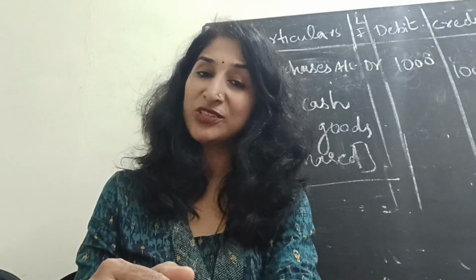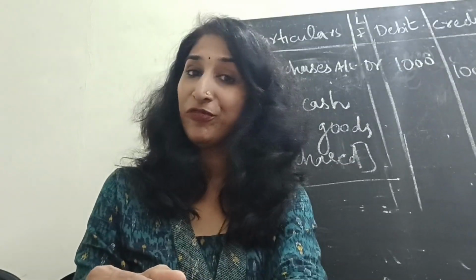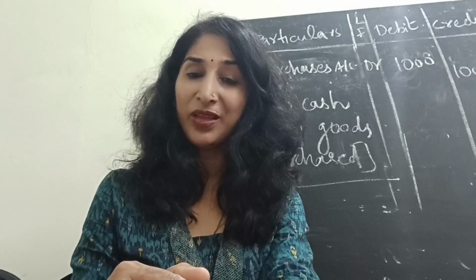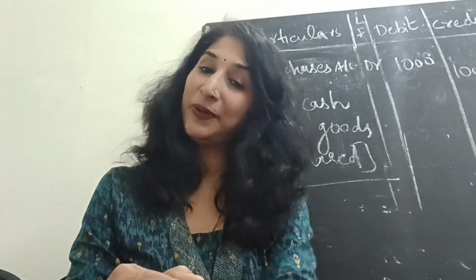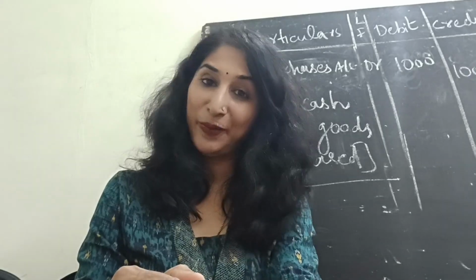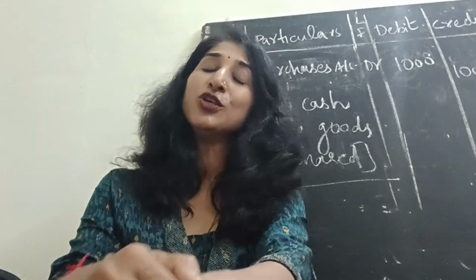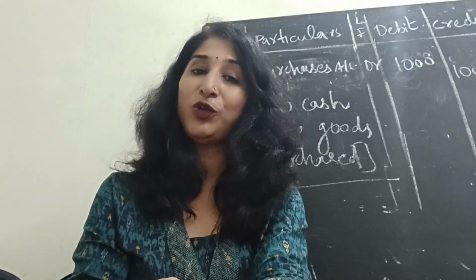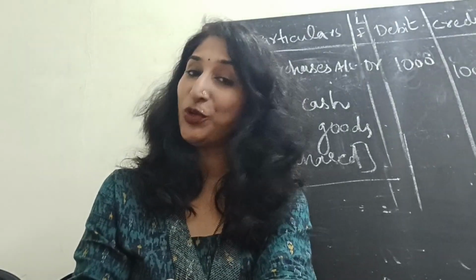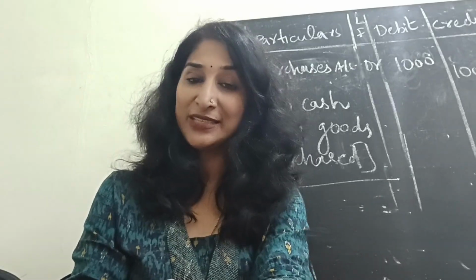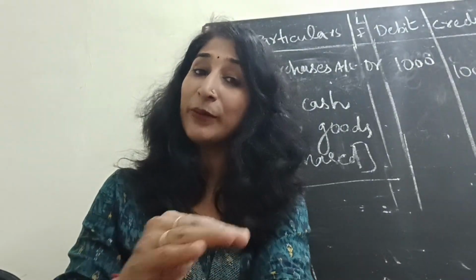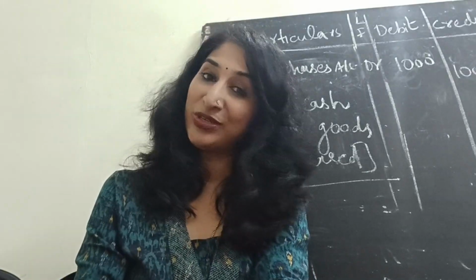I hope you understand today's class well. I explained five transactions today: started business with cash, purchased goods, purchased furniture, salary paid, rent paid, sold goods for cash. For all of these I taught you how to post the journal entries. In the next class I'll teach you the remaining journal entries, somewhat moderate and tough ones. These were very simple journal entries.